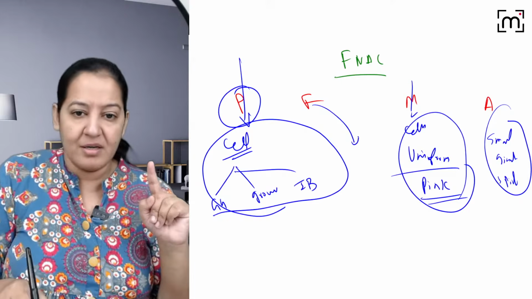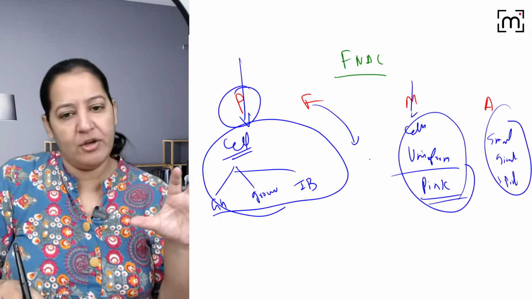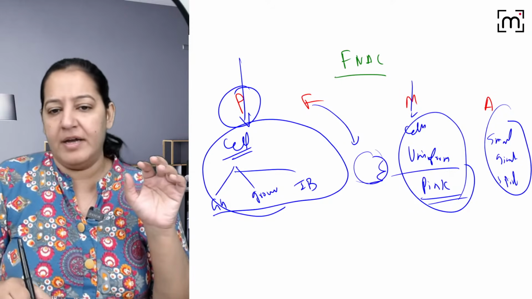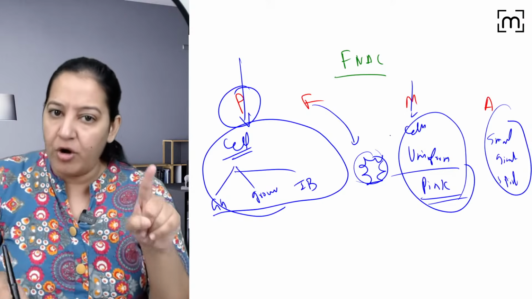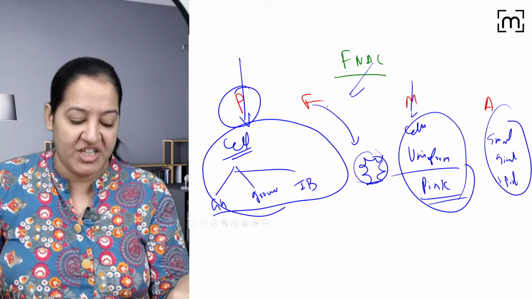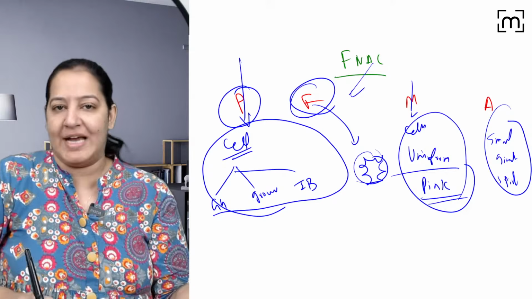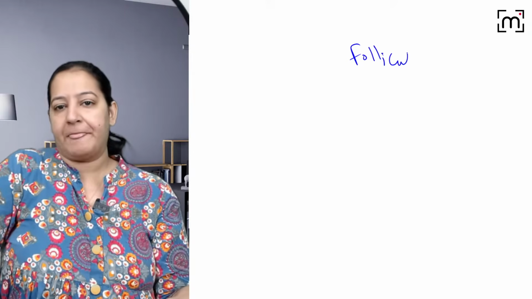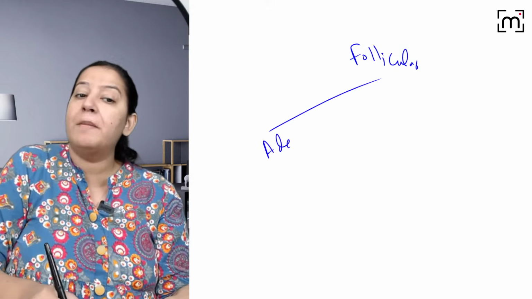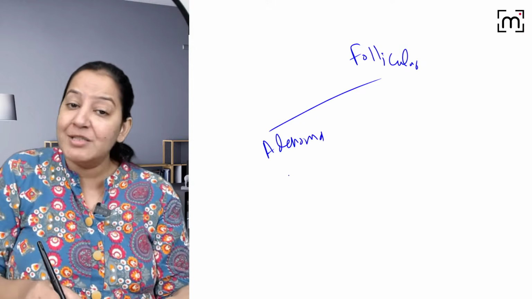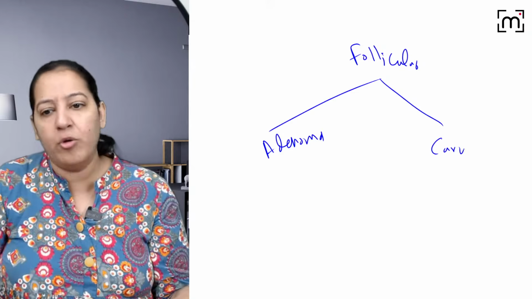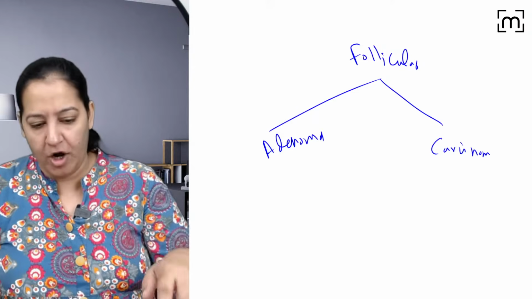In follicular, there is no diagnostic feature. The follicular cells will come in follicles only, but based on FNAC you cannot differentiate. There are actually two types of follicular tumors, one benign, one malignant. Listen, listen. Follicular has two things. Follicular adenoma, which is benign. Adenoma is benign. And follicular carcinoma, which is malignant. Carcinoma. You got my point?